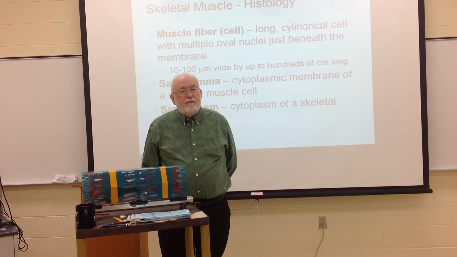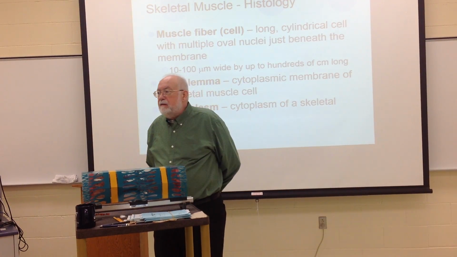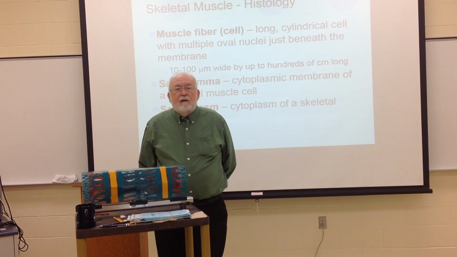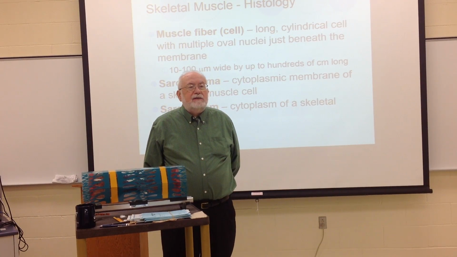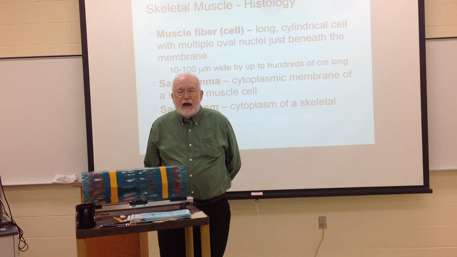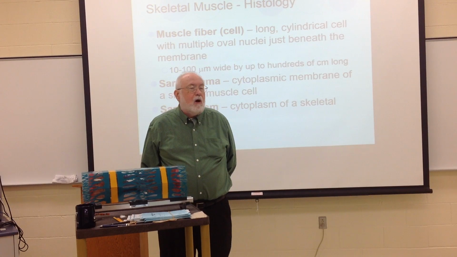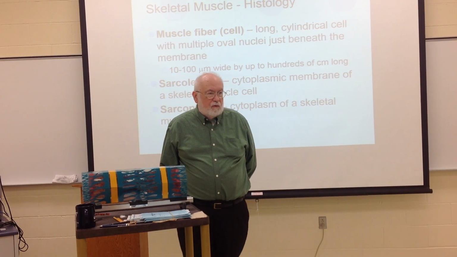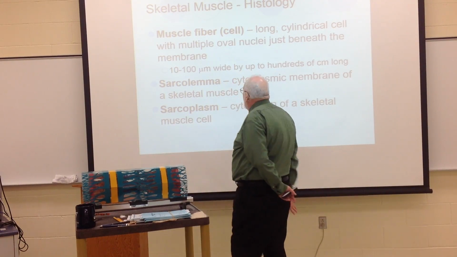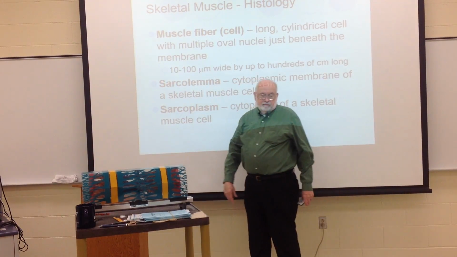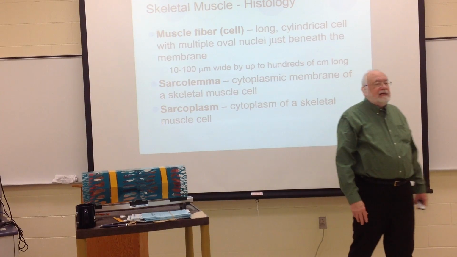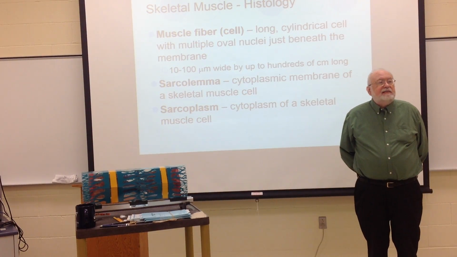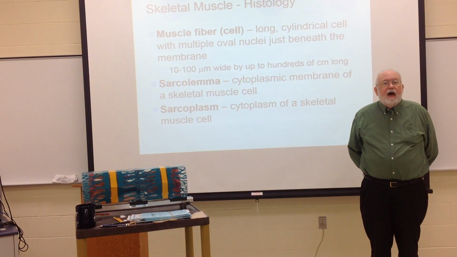And they have a membrane around them, like any cell would have. Well, because that membrane is going to be somewhat modified over the usual quote-unquote garden variety cell, we're going to have a special name for it. And we're going to call it a sarcolemma. So the sarcolemma is, in essence, the cytoplasmic membrane of a skeletal muscle cell.